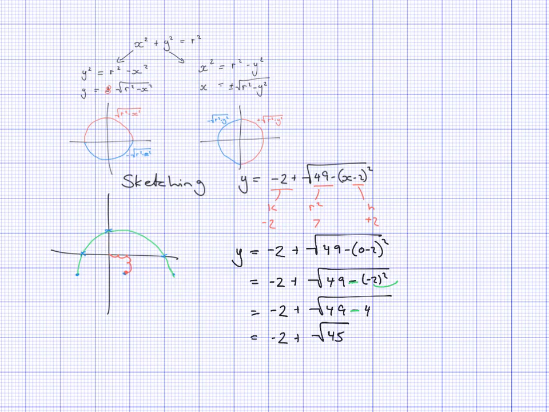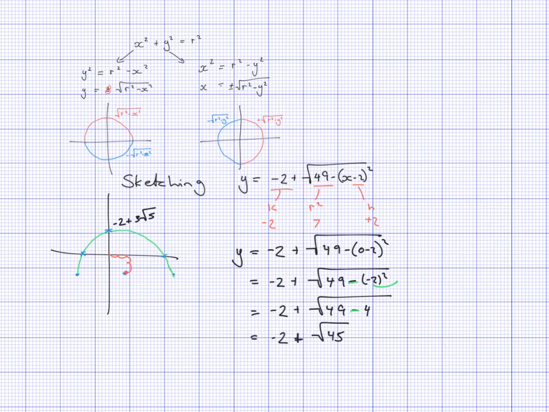Notice that there's only one. There's a plus here, and that is it. And if you look at the graph, you can see there is only one y-intercept, and you can just label it as, I've simplified that in my head, root 45 is the same as 3 root 5. So that y-intercept there is minus 2 plus 3 root 5.